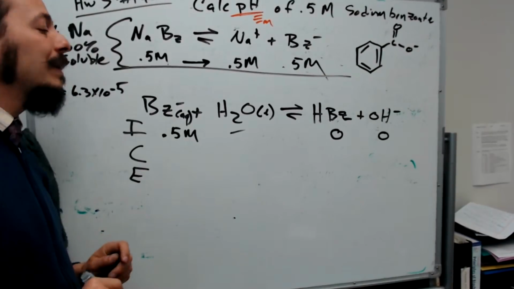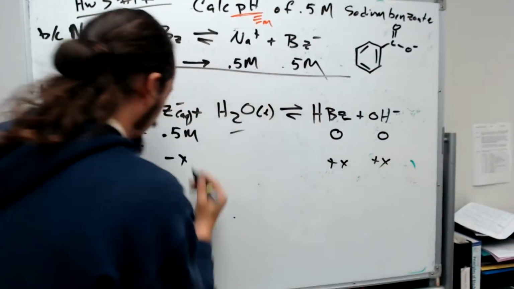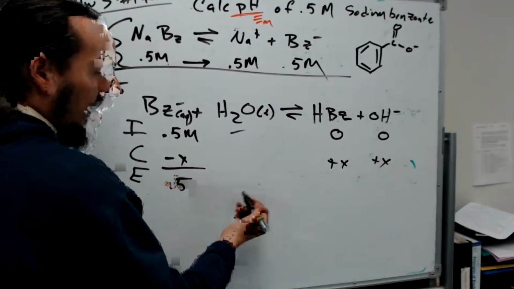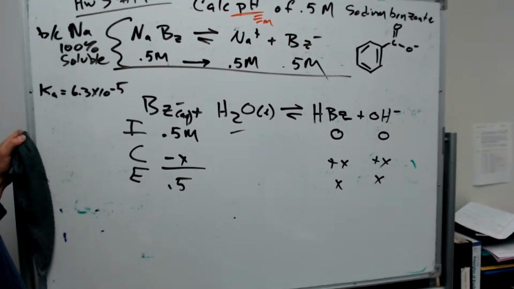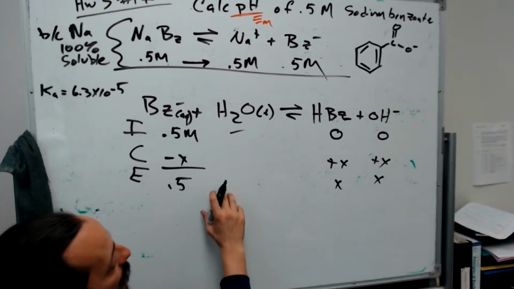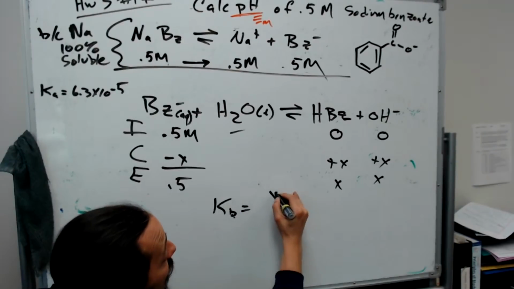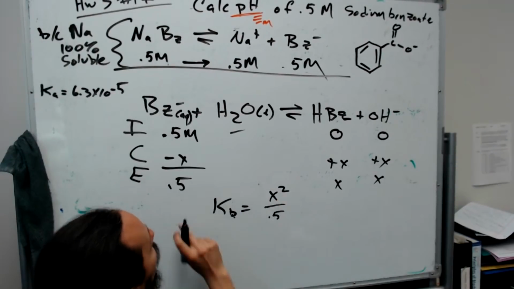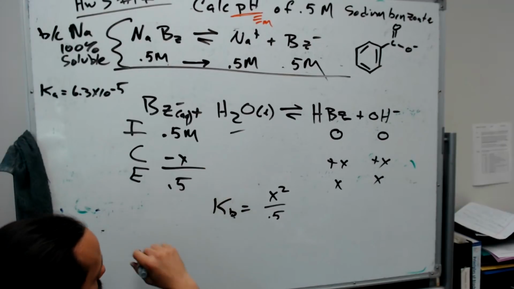Yes. So what do we need when we do our ice table of minus x, plus x, plus x? Approximately 0.5, x, and x. Do we need to get the Kb, like Ka times? Exactly. So with what we've got set up, with the reaction that's happening, we've got Kb equals x squared over 0.5, again using the x is small approximation over here.